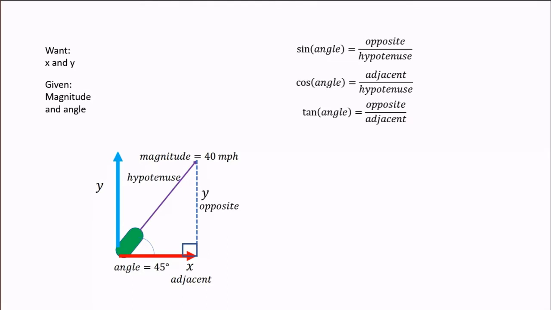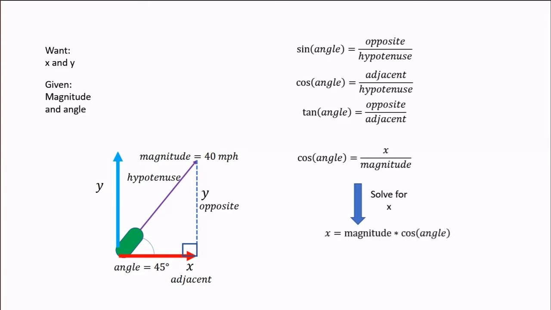Cosine of an angle equals the adjacent over the hypotenuse, which in our case is the x component over the magnitude. So this gives us an equation that contains the x component as well as two things that we know, the angle and the magnitude. So now we just solve for x by multiplying both sides by the magnitude. We find that x equals the magnitude times the cosine of the angle. Great! Now we know how to get the x component for any vector. Plugging in the values for our specific problem, we find that the x component equals 28.3 miles an hour.